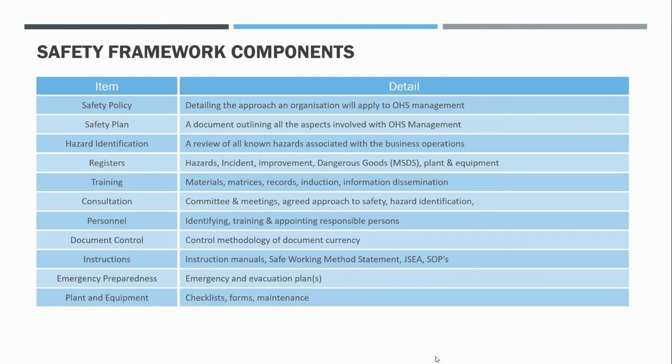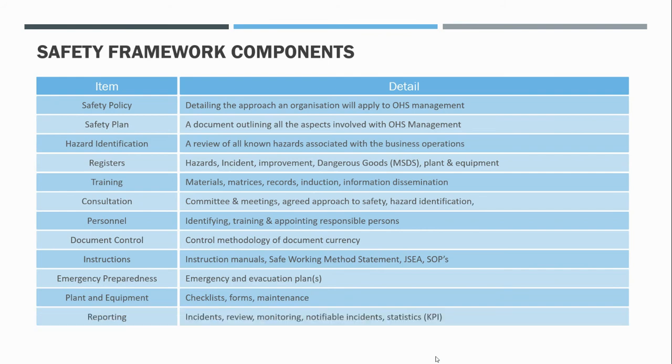For plant and equipment, we'll need to have checklists, forms, and records of maintenance, and we'll need to work out how we're going to do reporting. So how will people report incidents? How are we going to review the statistics involved with those incidents? We need to monitor and make sure that people are reporting and see what's happening in the organisation.